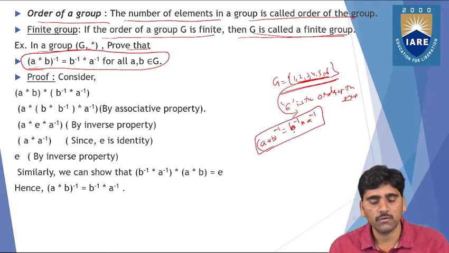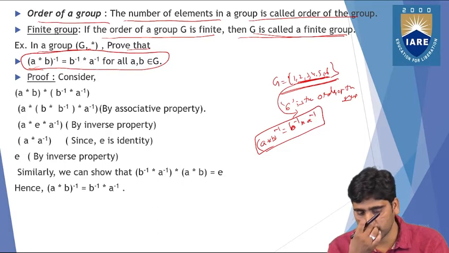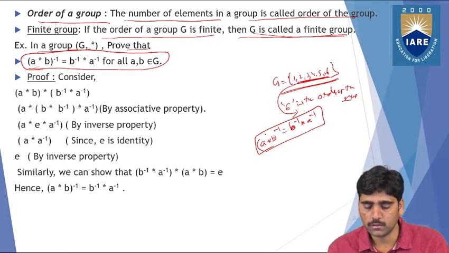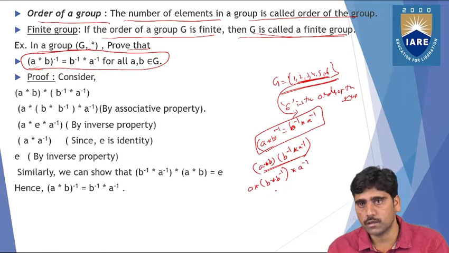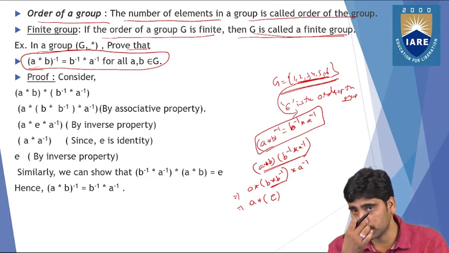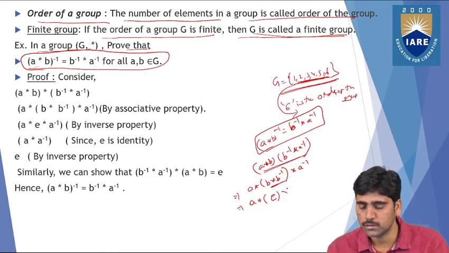So how are we going to prove it? You can multiply them: a * b into b inverse * a inverse. So you can write this statement as a * (b * b inverse) * a inverse. From this, b * b inverse is nothing but e, because this is the inverse property, right?